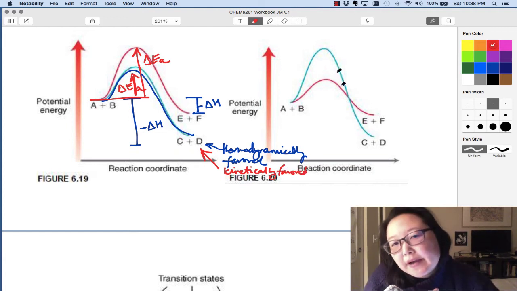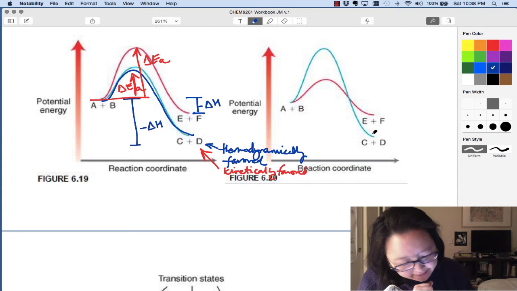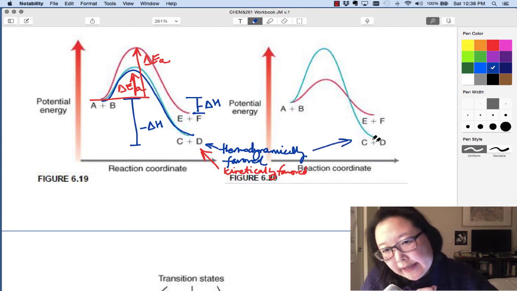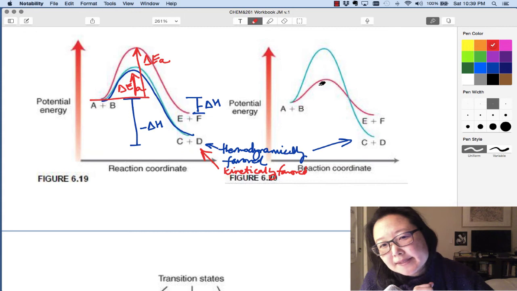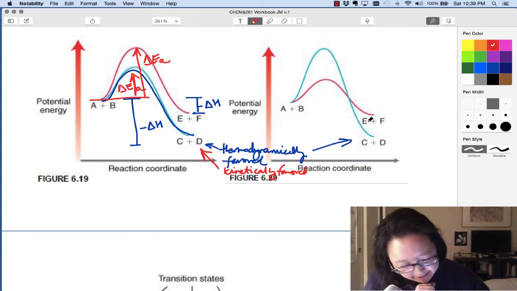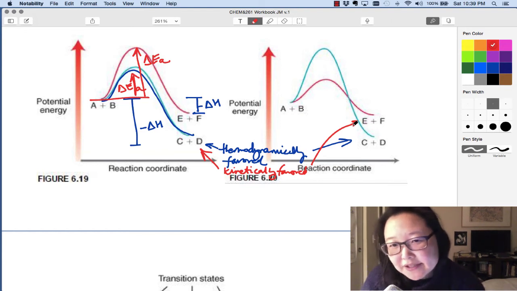And then for this process, let's do the same thing. We see that making C and D is going to be more thermodynamically favored because these products are more stable than the reactant compared to E and F. But we see that E and F have a smaller hill to climb. So smaller activation energy means that making E and F is going to be faster.